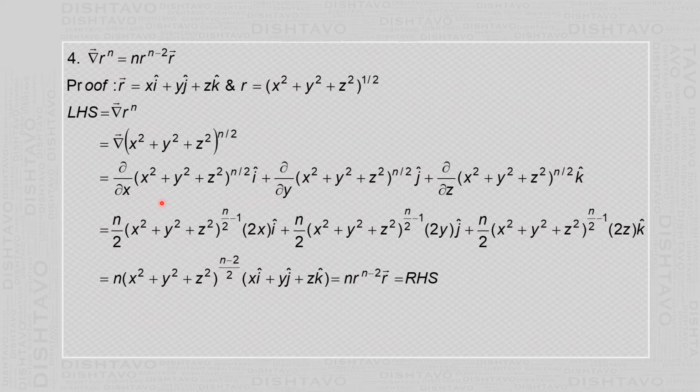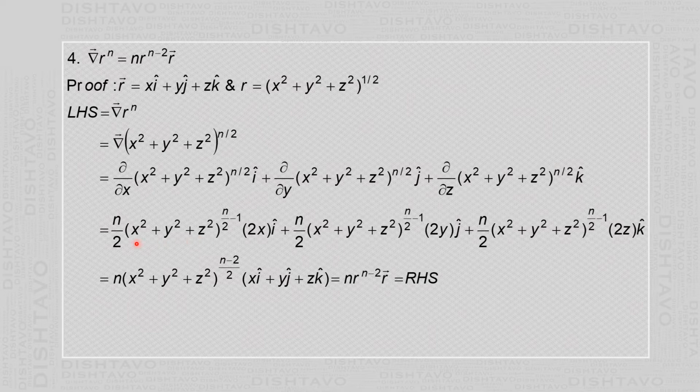The first term is the partial derivative of the scalar function with respect to x into i cap. Now that i cap comes as a multiple. Now when you differentiate this partially with respect to x, you are differentiating a bracket raised to a power. So when you find the derivative with respect to x partially, that power comes as a multiple. So this n by 2 comes as a multiple and the power reduces by 1. So this is n by 2 minus 1 into the derivative of what is there inside the bracket. And we are finding the derivative partially with respect to x.